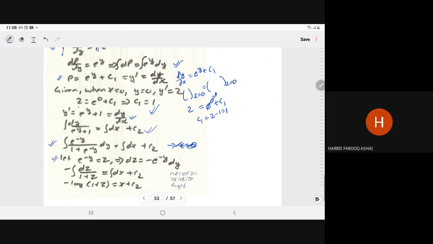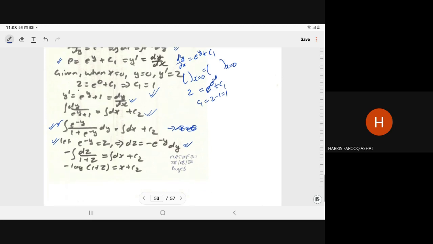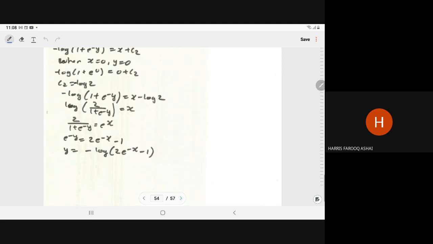For the integration we assume let e to power minus y is equal to z. So it will give you dz is equal to minus e to power minus y dy. When we substitute in this equation, we will get minus integral dz upon 1 plus z is equal to integral dx plus c2. So its integration is minus log of 1 plus z is equal to x plus c2. Now we resubstitute the value of z. So it will become minus log of 1 plus e to power minus y is equal to x plus c2.